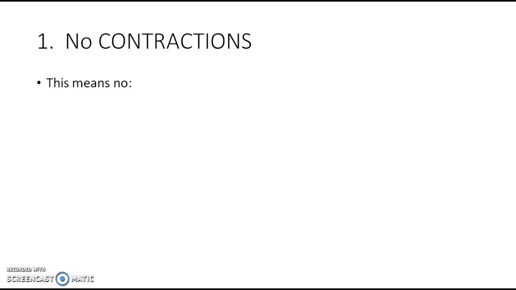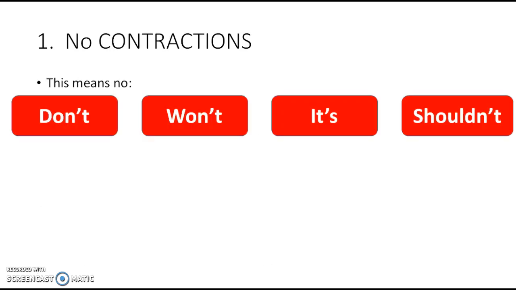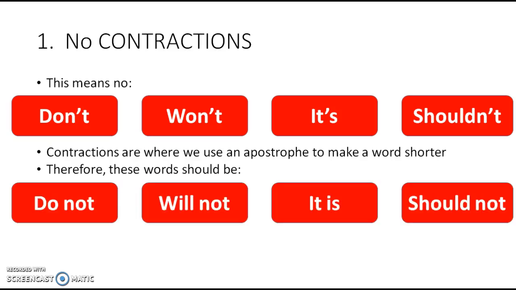So firstly, we shouldn't be using contractions. This means not using don't, won't, it's, shouldn't. Here, the apostrophes have been used to shorten the words. So don't, if we're writing it in formal English, should be do not. Won't becomes will not. It's becomes it is. And shouldn't becomes should not. We should write the words out in full. It's just what we do when we're writing more formally.